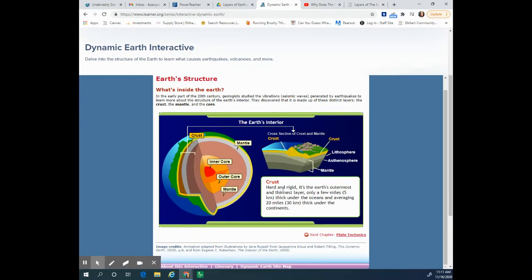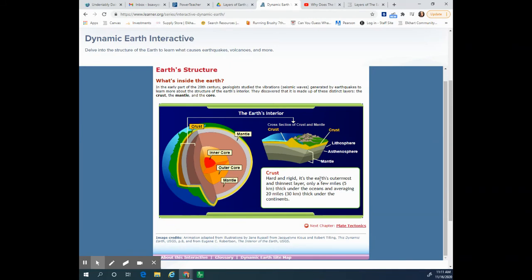So we're going to click on the crust. The crust is hard and rigid. It's the Earth's outermost and thinnest layer, only a few miles thick under the oceans and averaging 20 miles thick under the continents.